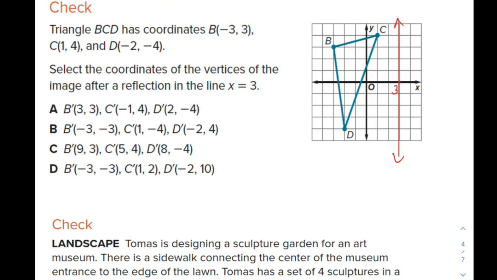And then, as usual, count from C to this line of reflection, 2 units. So from the other side, this will be my C prime. Where is C prime? 1, 2, 3, 4, 5. And the y: 1, 2, 3, 4. So 5 and 4. So this is my C prime. D, let's go to D. Count 1, 2, 3, 4, 5 units to the axis, then 5 units from the other side.